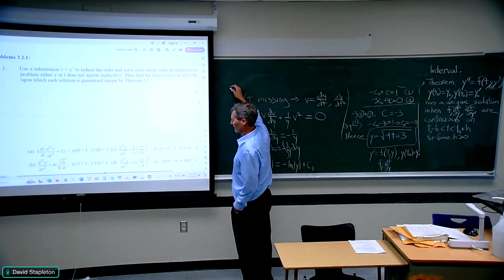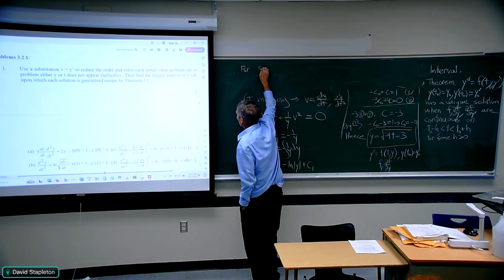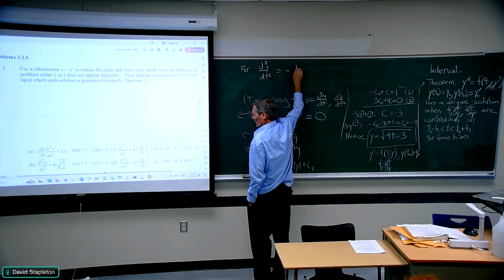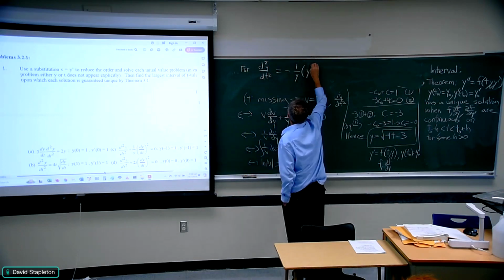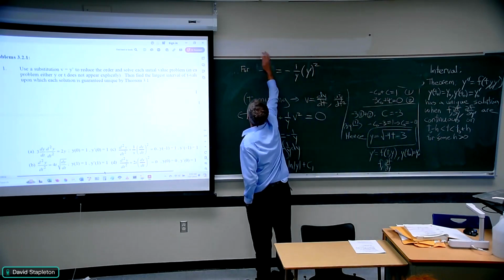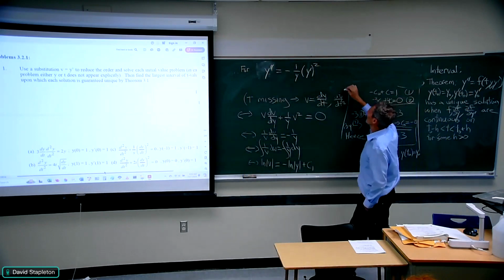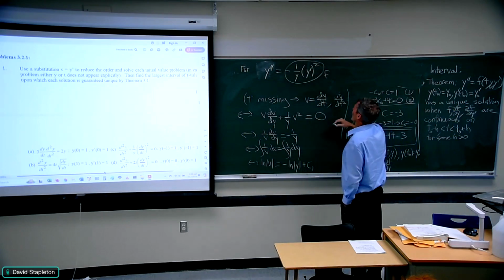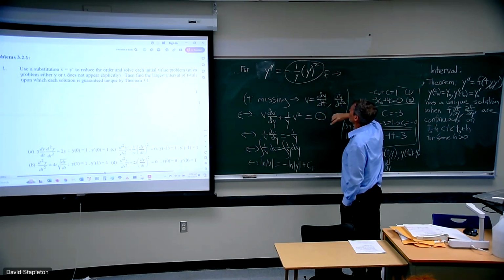So we have our problem, d squared y dt squared equals minus y prime squared over y. Let's put y double prime here, just to be consistent. So we have this problem, and we call this our f of t, y, and y prime in general. There's no t in this one. That's why we were able to solve it, right? We could use that trick.